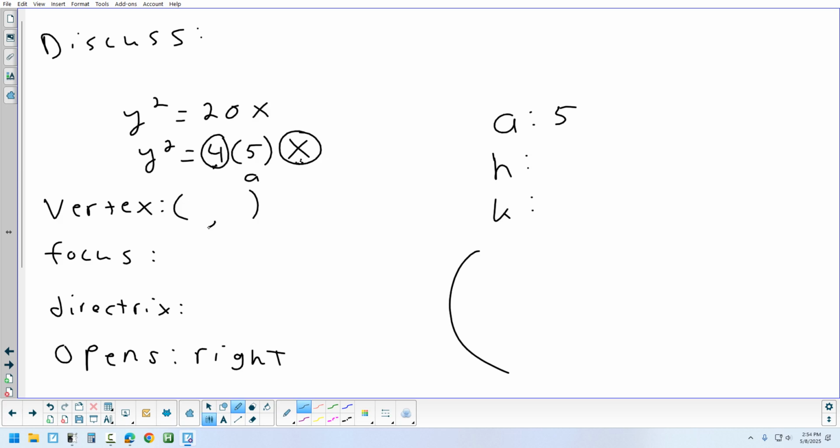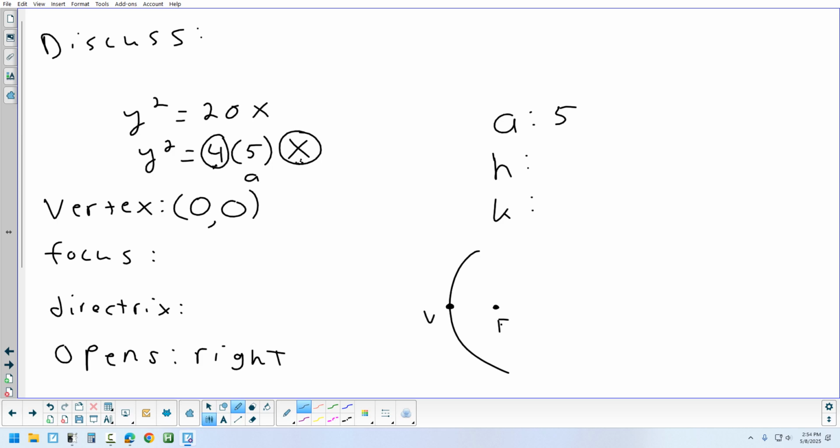It would be at 5, 0. Well, hold on, I think you're thinking maybe about the focus. The focus is going to be 5 units away from the vertex. But where would the vertex be? Oh, 0, 0. The vertex would be 0, 0, because we don't have anything with a plus or a minus with the x or with the y. All right, so now, here's your vertex. Here's your focus.